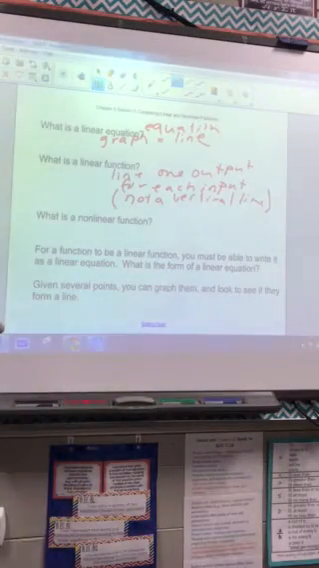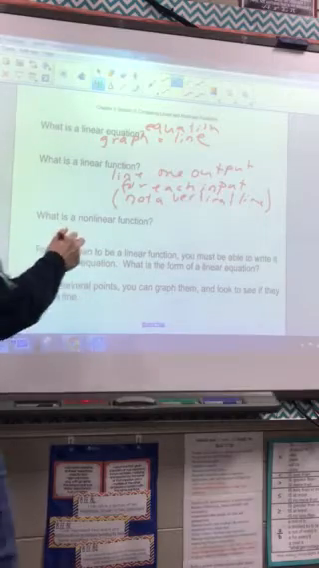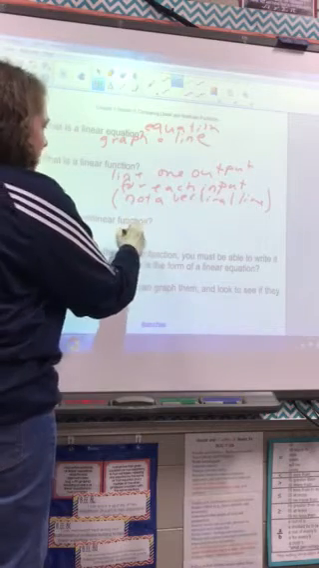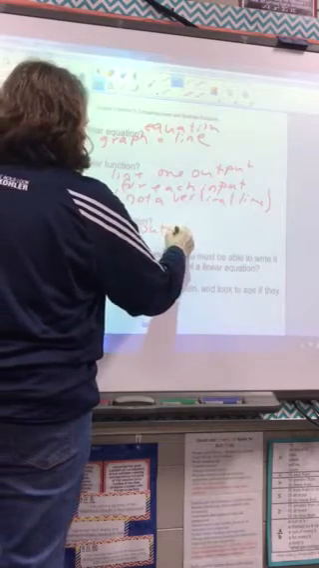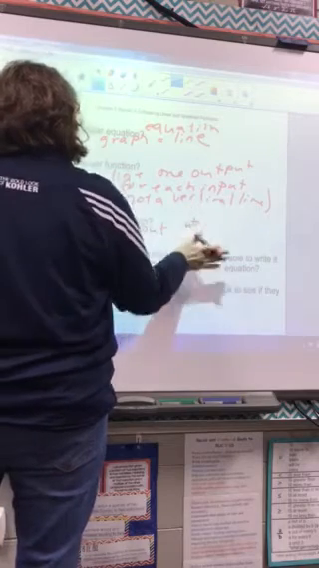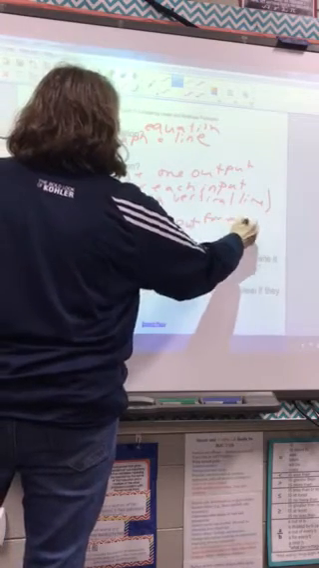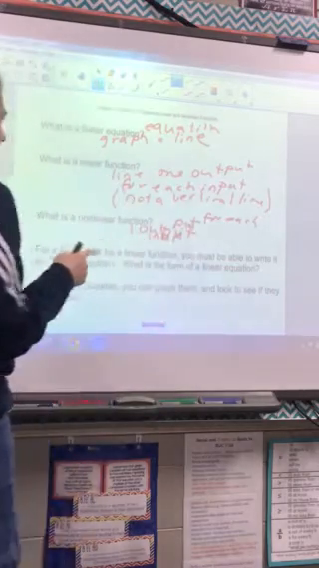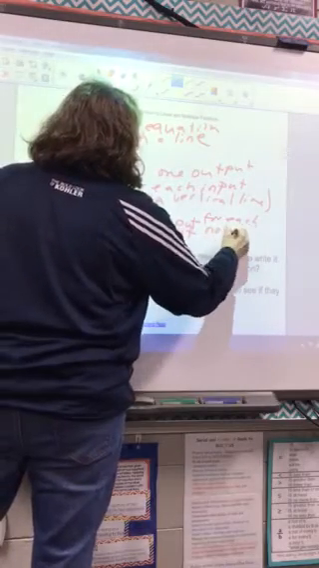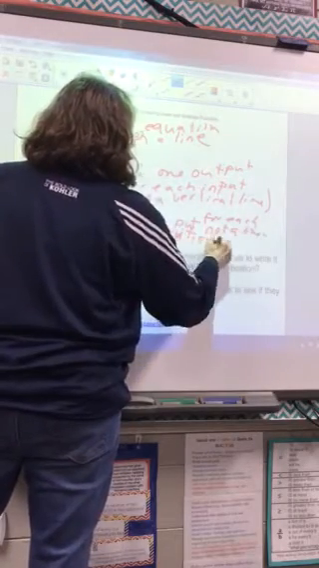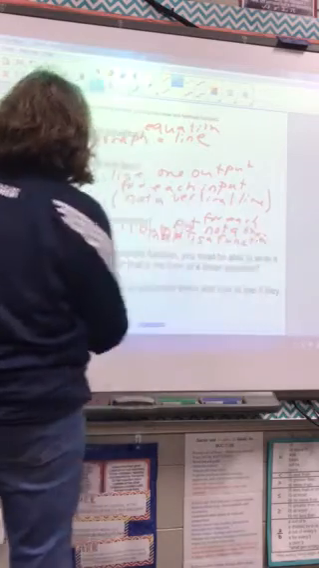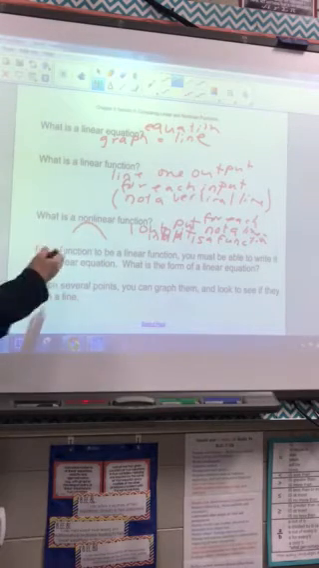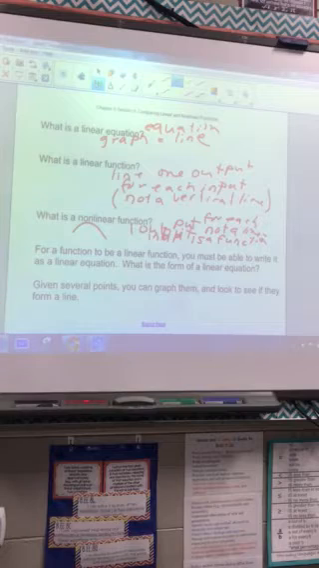What is a nonlinear function? It's a function that's not a line. No, it's not. A nonlinear function is a function, so one output for each input, one output for one input, not a line, but is a function. An example of a nonlinear function would be something like that. It passes the vertical line test, but it's not a line.